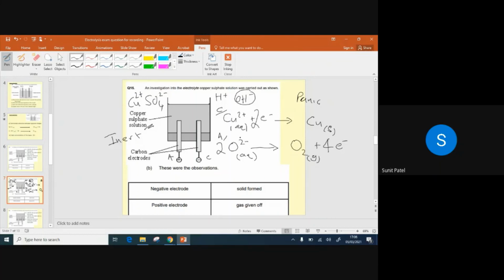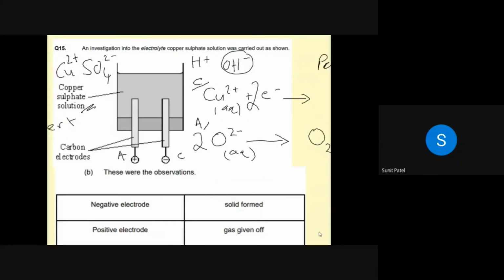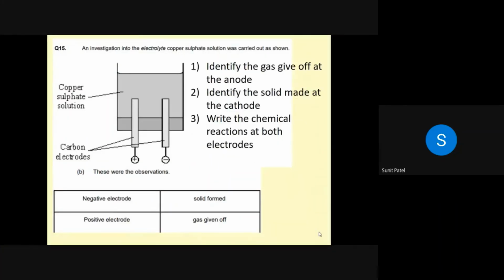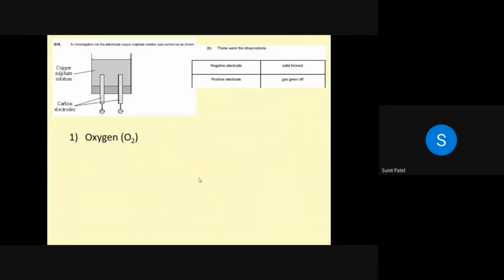So let's go ahead and answer the questions. Identify the gas given off at the anode. Well, we've worked out that it's going to be oxygen. Identify the solid made at the cathode. Well, the only metal around that has high affinity for those electrons at the cathode is copper. So we'll get the solid copper being made there. And the right equations for both of these, we've done that in the breakdown. Let's have a look at the answers just to make sure.